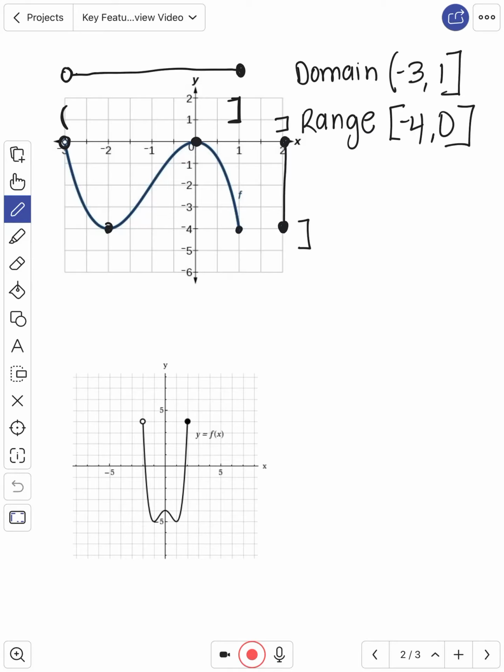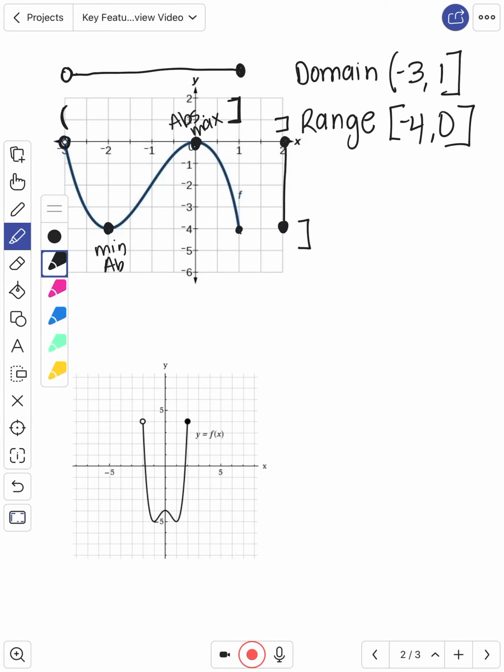Now, I do have some minimums here. I have a relative, well, I guess we could call this an absolute because that is the lowest point, even though this one is here too, but that's not a minimum. This is a minimum here. It's an absolute minimum. And then this one right here is going to be an absolute maximum. This entire graph is actually negative because it's all below the x-axis.